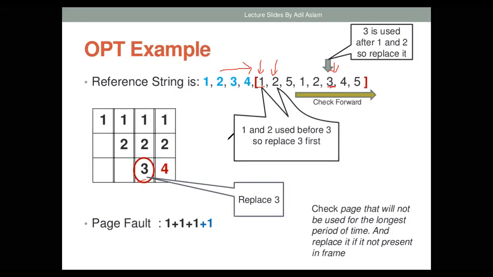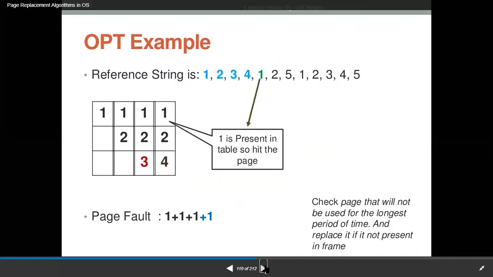Again, one more time, out of all the current pages we have, we first see that 1 will be used here, 2 will be used here, and 3 will be used here. So out of these pages, which one will not be used for the longest period of time? That is page 3. So we will replace page 3. So let's go. Next one is page 1, so it's already here. Then we need page 2. Page 2 is already here.